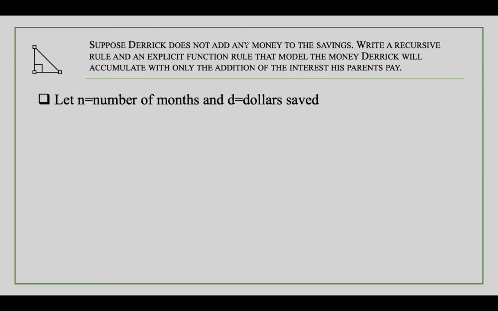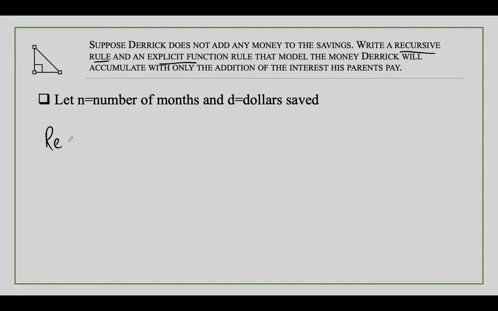All right, so suppose Derek does not add any money to the savings. So that means we're just relying on that interest his parents are putting in. Write a recursive rule and an explicit function rule that models the money Derek will accumulate with only the interest. Now remember the difference between recursive and explicit. Recursive is going based off the previous term. Explicit will return any term.